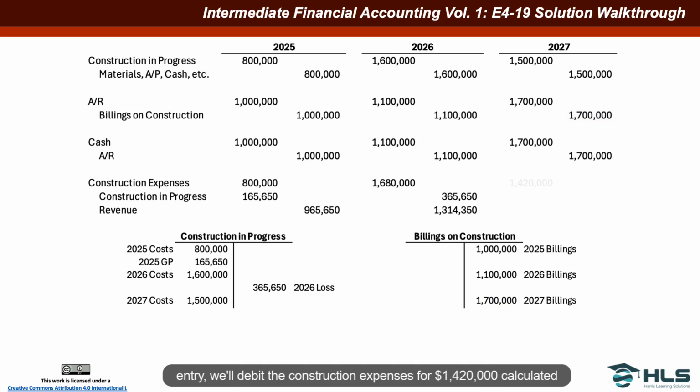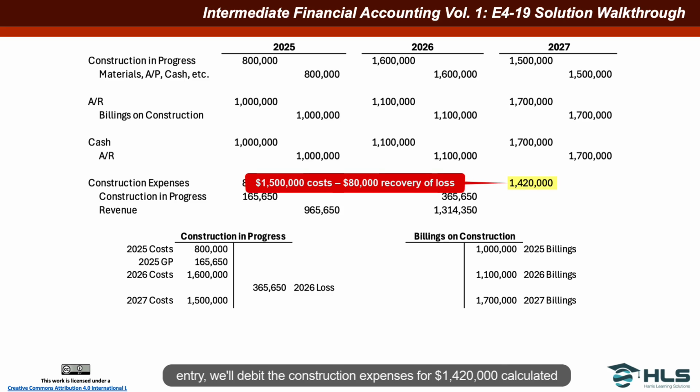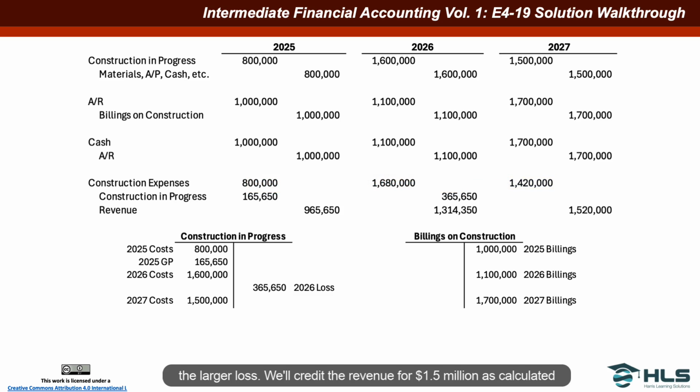And then for the final entry, we'll debit the construction expenses for $1,420,000, calculated as $1.5 million, less the $80,000 we were able to recover in the period, because of the cost savings the company was able to realize to avoid the larger loss. We'll credit the revenue for $1.52 million as calculated, and the difference between those two is $100,000, which is the gross profit on the contract in the year, as we previously calculated.